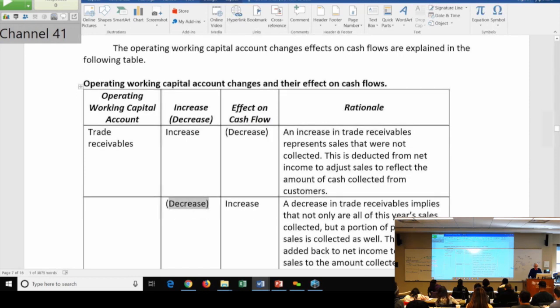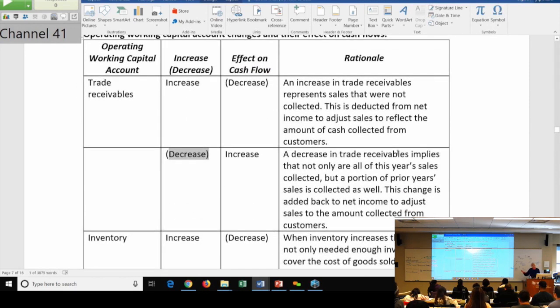If receivables go down, it implies that not only were all of this year's sales collected, but some of last year's. If the balance of what people owe you dropped, even though you had sales this year, you must have collected all of this year's sales and some of last year's. That implication may not be true, but it's just the way we look at it. So all of that I'd like you to study.